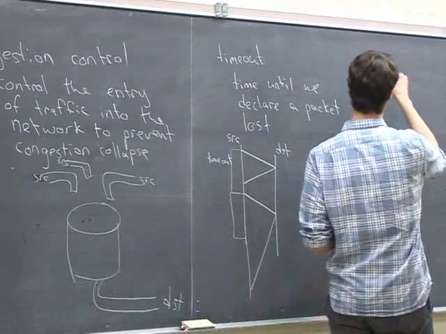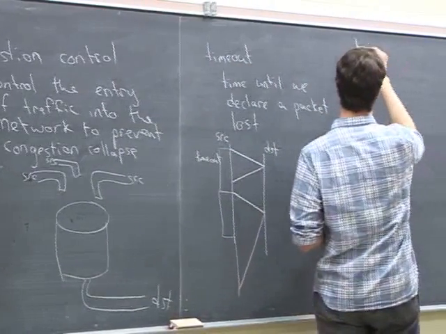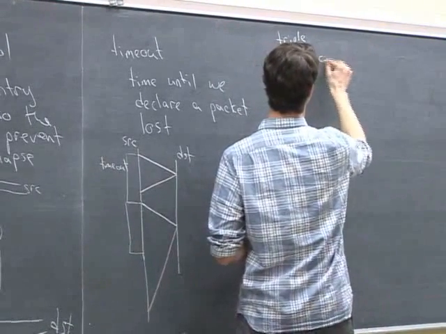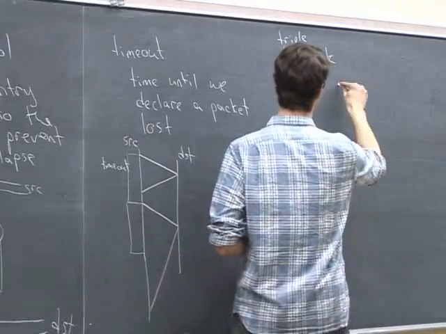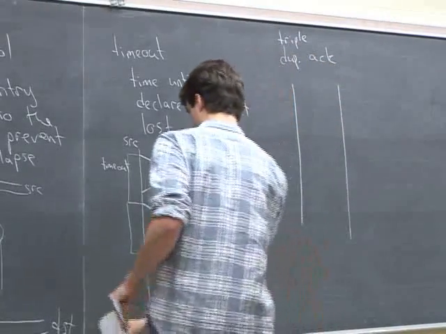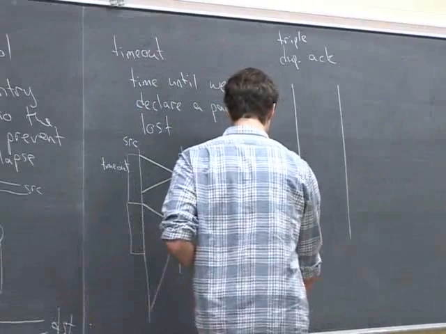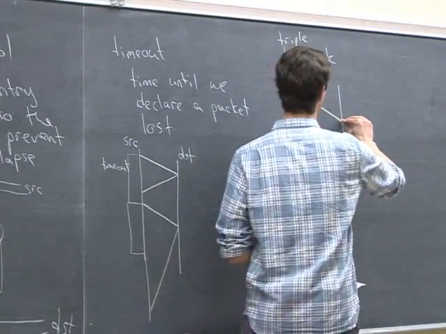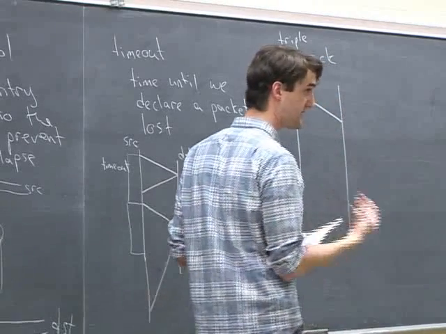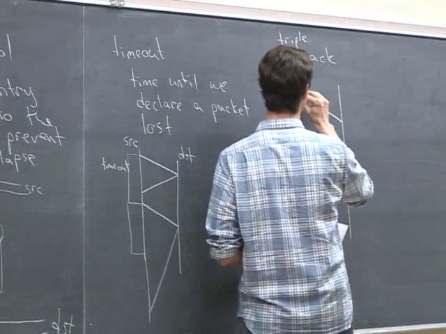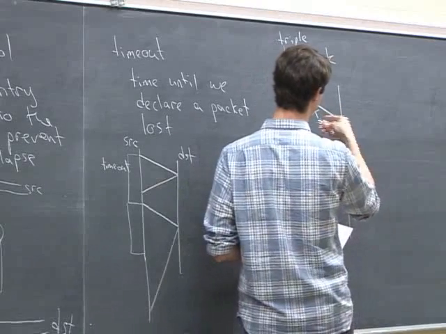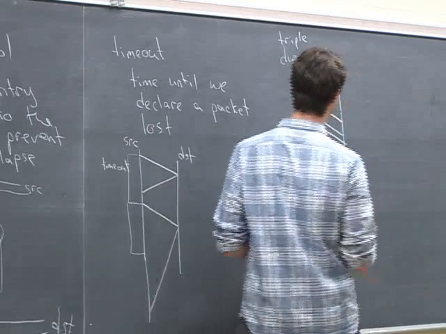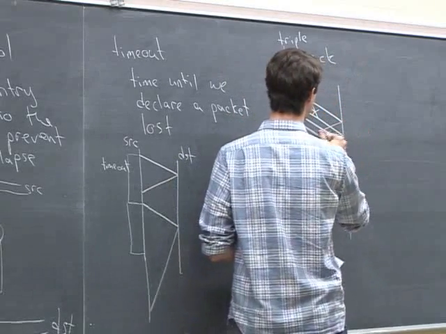Then the other way we can detect loss is with the triple duplicate ACK. I'll represent this visually. In this situation we have a window size that's at least four packets large, and we assume that the second packet was lost. So we're sending a bunch of packets, and we receive acknowledgments for them.